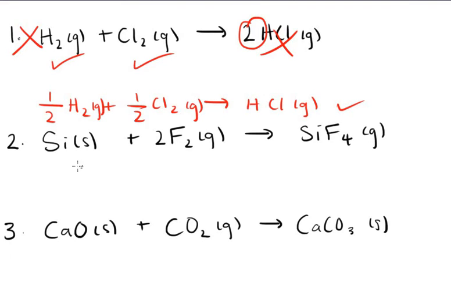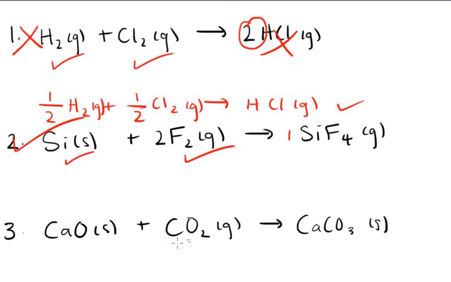Silicon is solid in its room temperature state. Fluorine is diatomic and a gas. This is also true. There's only 1 of this, so this is also correct. So this is a correct formation reaction. Let's do the last problem.